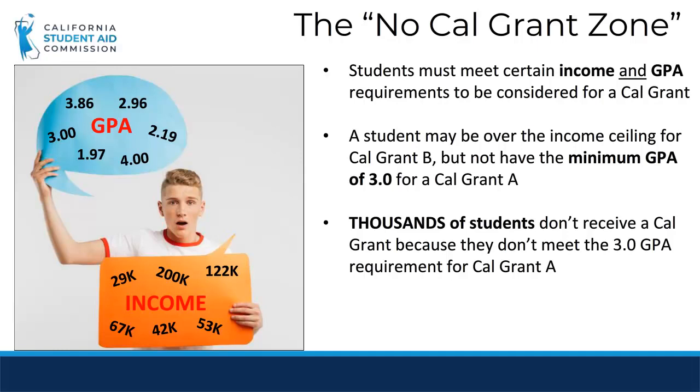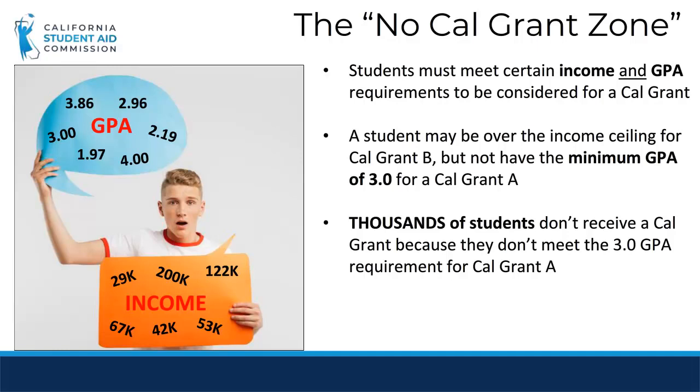That is to say, with family income too high for a Cal Grant B, but a GPA too low for a Cal Grant A. In that case, they would not be eligible for any Cal Grant because they would be in that no Cal Grant zone. We recommend that you make students and their families aware of both the Cal Grant GPA requirements and the corresponding income ceilings during the student's freshman year. This information can be found on the CSAC website.